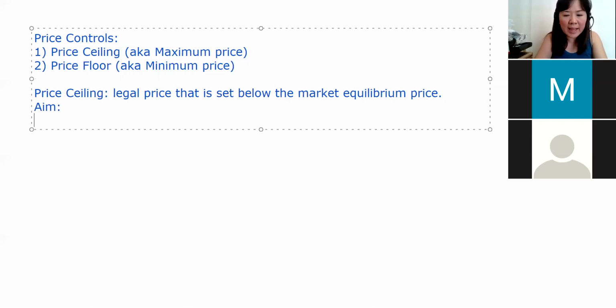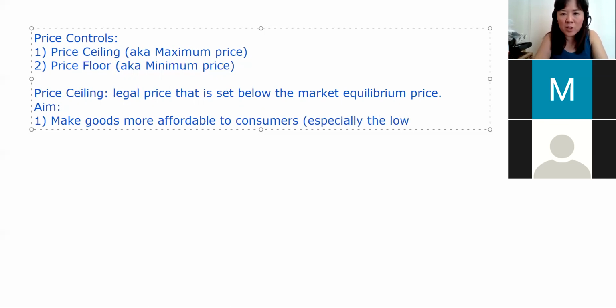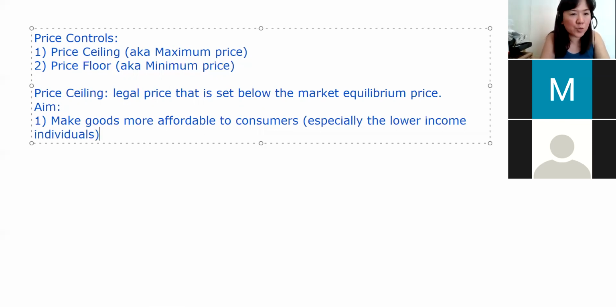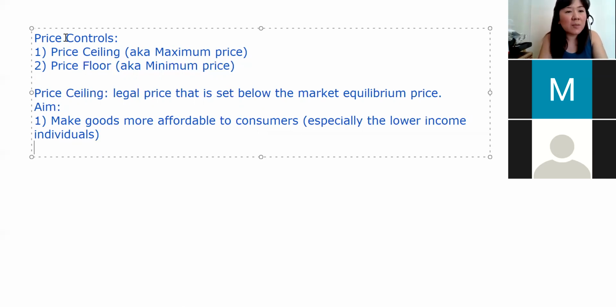The aim usually, most of the time, is to make the goods more affordable to the consumers, especially the lower income individuals or lower income households. It's not so much about the producers, but more from the consumer's perspective. So that is usually the primary aim.